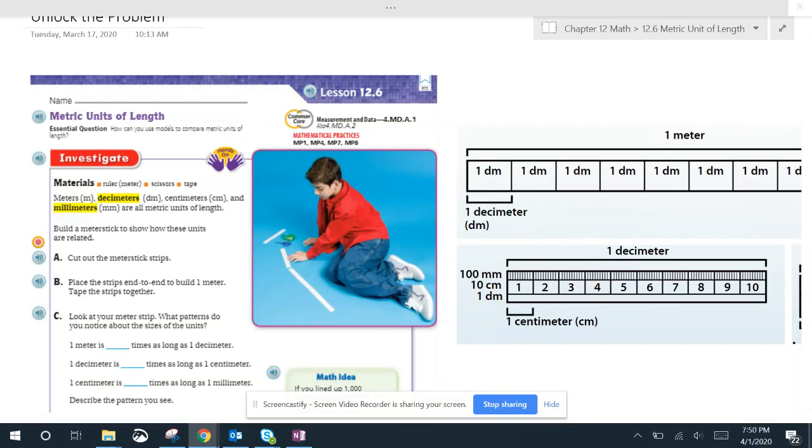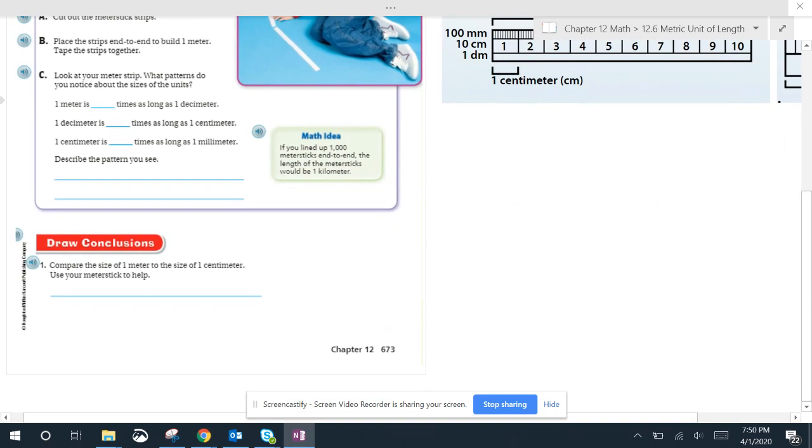Hi everybody, welcome to 12.6. We are doing metric units of length. Please open your Go Math book to page 673.